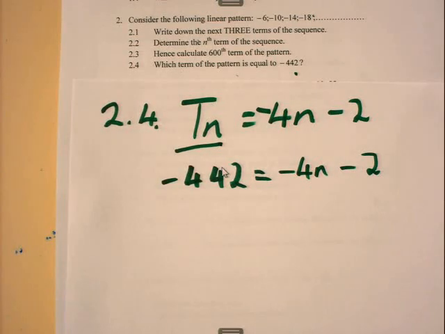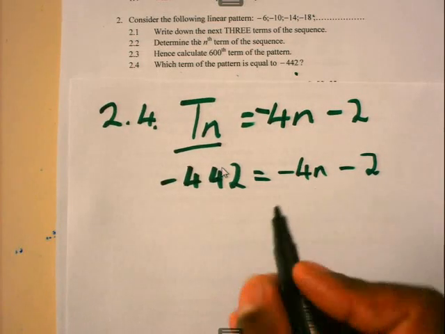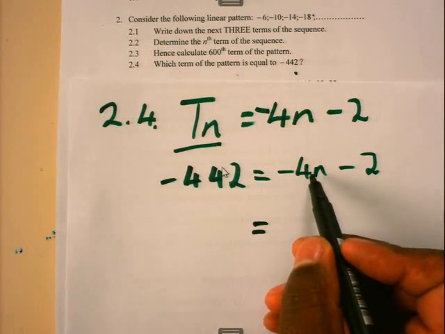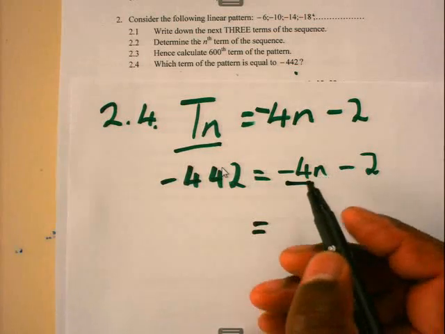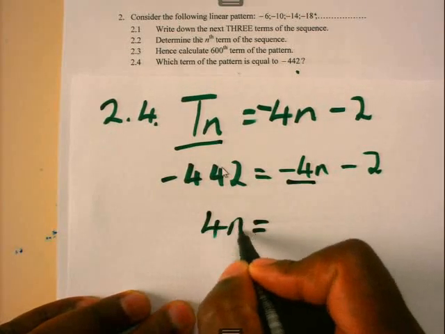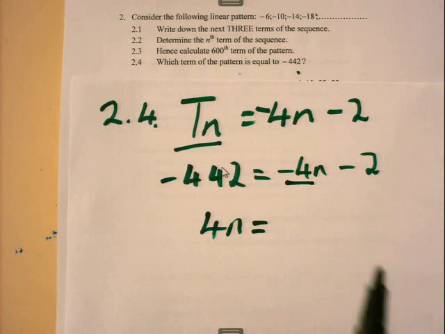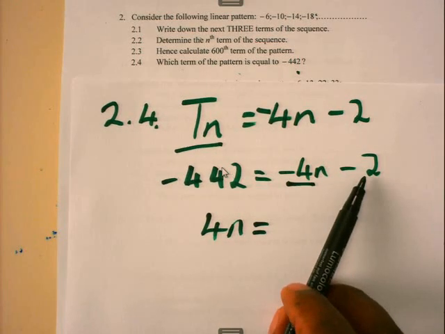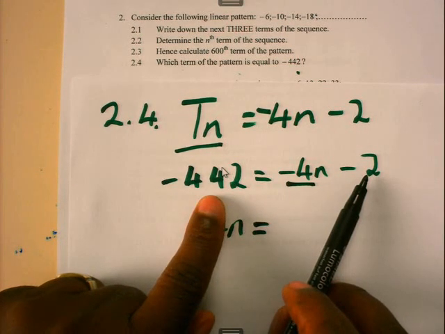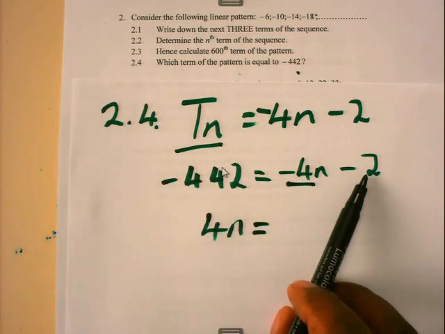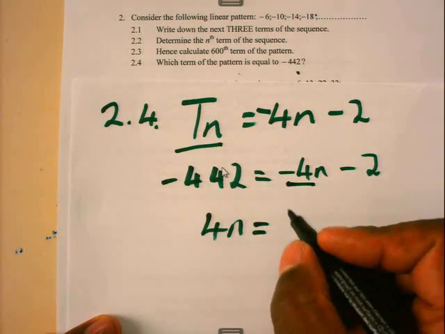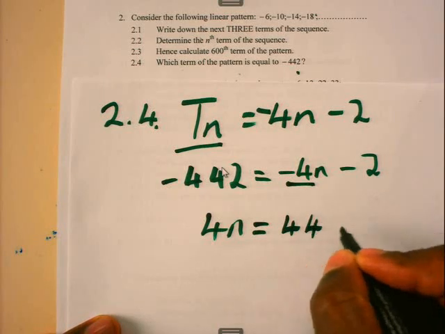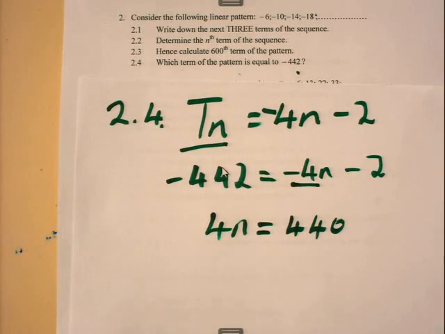Let's group the like terms and see what happens. It's minus 4n here. Minus 4n transposed to the left becomes positive 4n. We are only left with minus 2 here. Then minus 442, you transpose it to the right, then it becomes positive 442. So 442 minus 2 will give you 440.